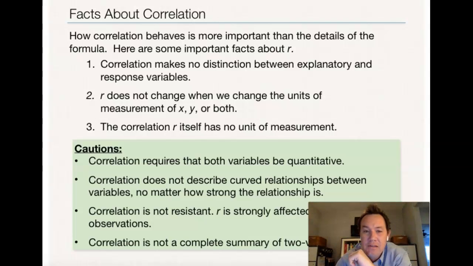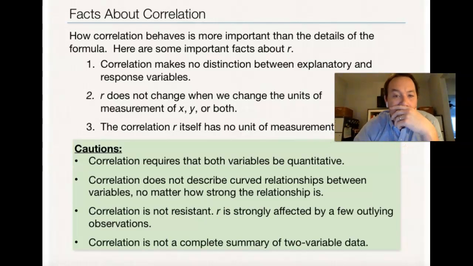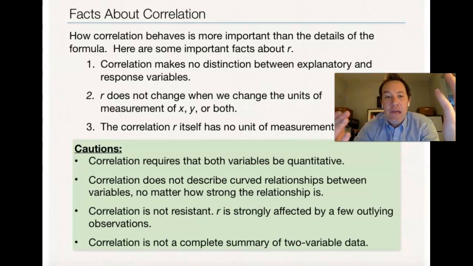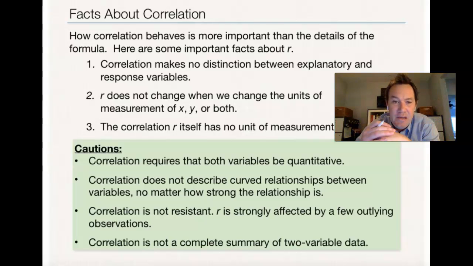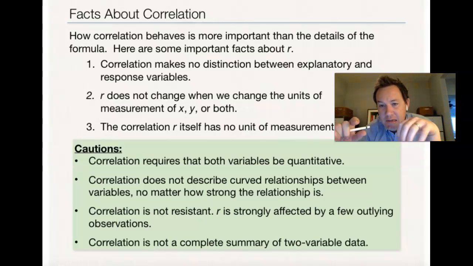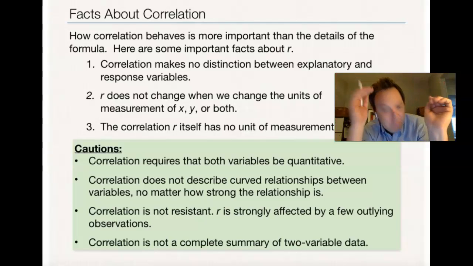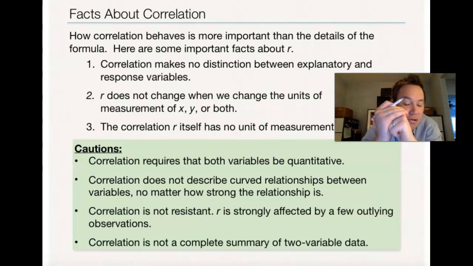All right, a couple more facts about correlation, then we'll do an example. How it behaves is much more important than the details of that formula, as I was saying. It makes no distinction between explanatory and response variables, meaning if we were to switch our lists and recompute, the correlation would be the same, okay? R has no unit of measurement because it's z-scores. They're standardized scores, right? So no unit of measurement.